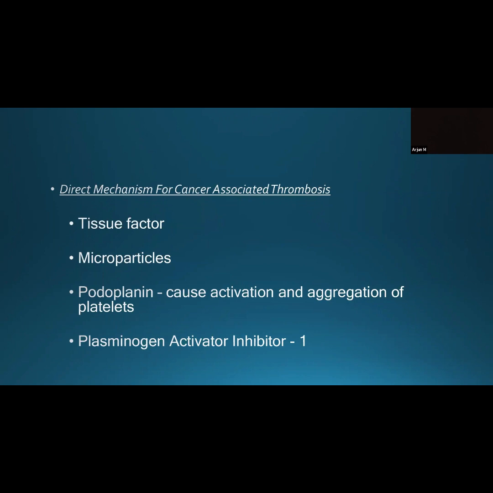Microparticles are released from the cancer cells. They have a role in both the direct mechanism as well as the indirect mechanism. Via the direct mechanism, they accelerate thrombus formation. They also express surface tissue factors, which in turn is a stimulus for procoagulation. Podoplanin causes activation and aggregation of platelets, which in turn promotes thrombus formation. And plasminogen activator inhibitor, like the name suggests, by inhibition of plasminogen, in turn inhibits fibrinolysis, which promotes thrombus formation.